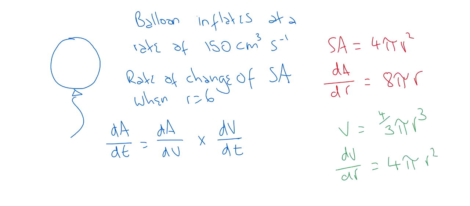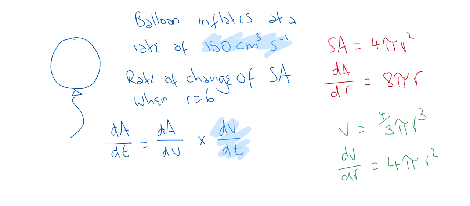Now, the thing is, dA dr and dV dr appear nowhere in this at all. But this is the information we have available to us. We can't get dA dV or dV dt. We don't know these things. Sorry, we do know this one, don't we? We know that the rate of volume over time is this. So we know that this is that. But we need to use both of these things to actually get this.